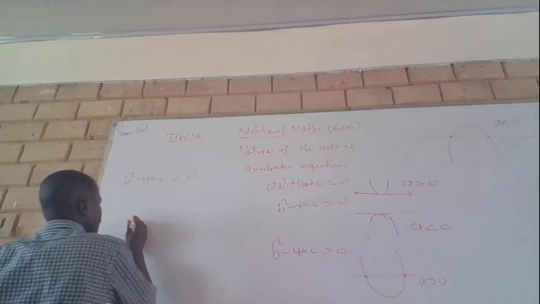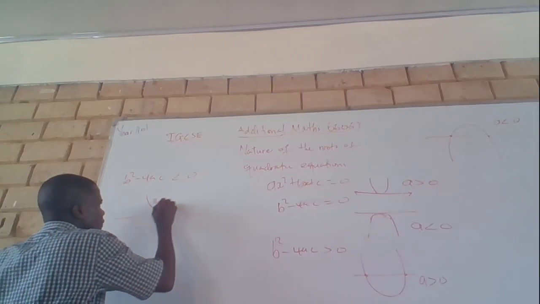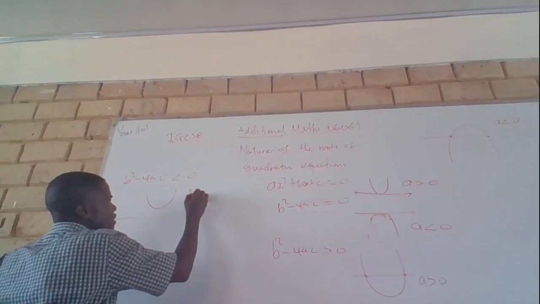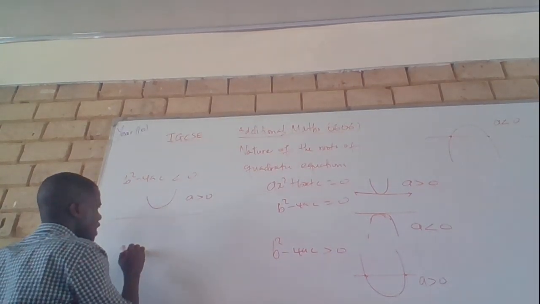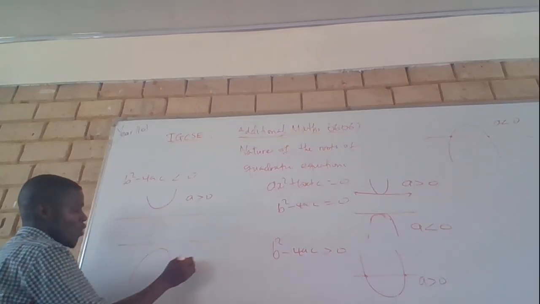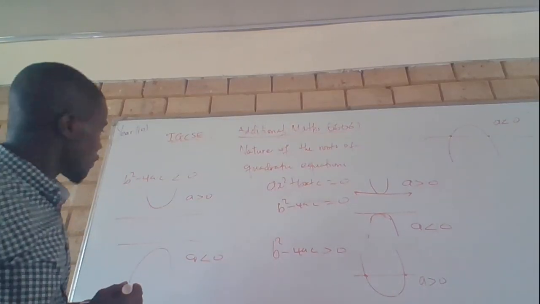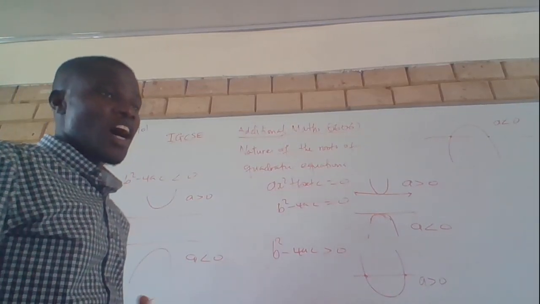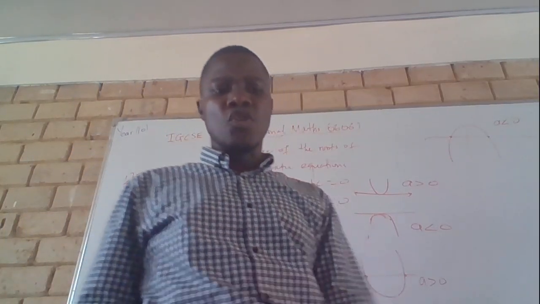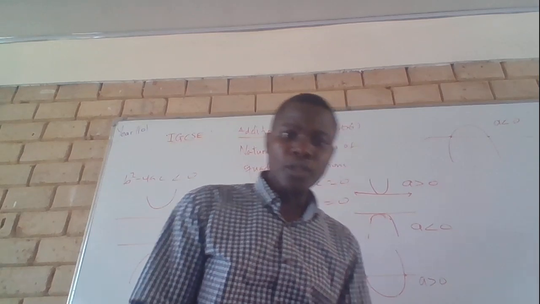So they are complex. It can be this way, here when a is greater than 0, and it can as well be this way. It will not touch. Here, a is less than 0. So these are the two situations when we have complex roots of a quadratic expression. All right, so we are going to take examples right now.